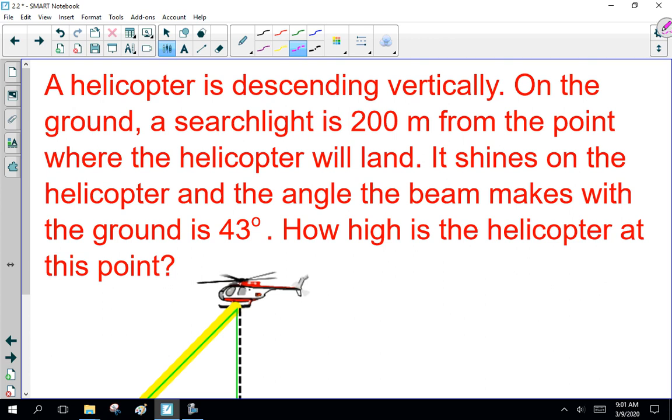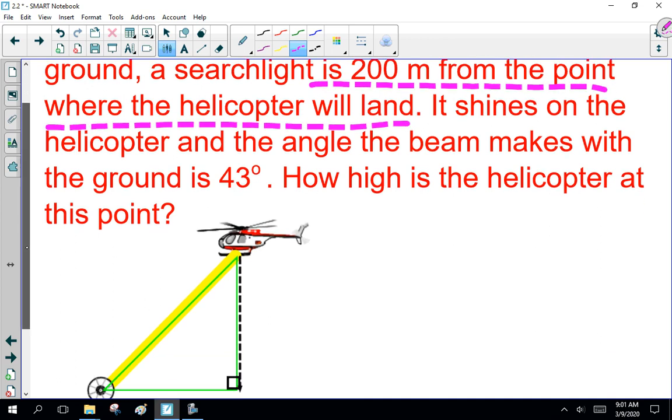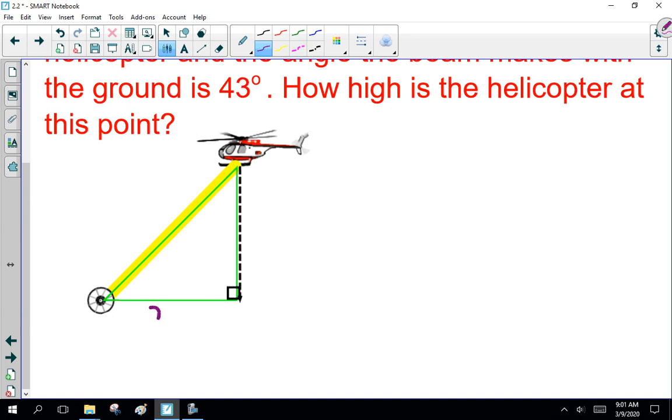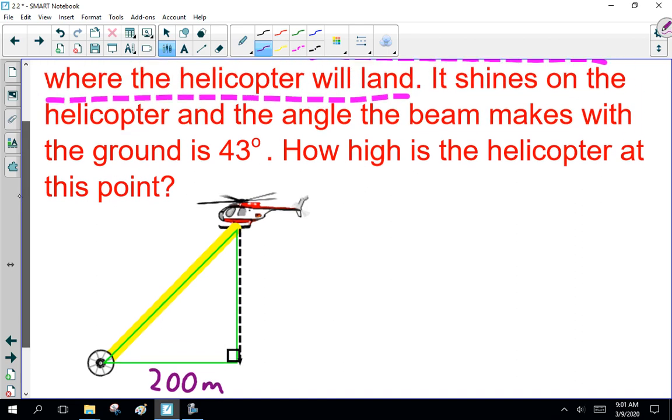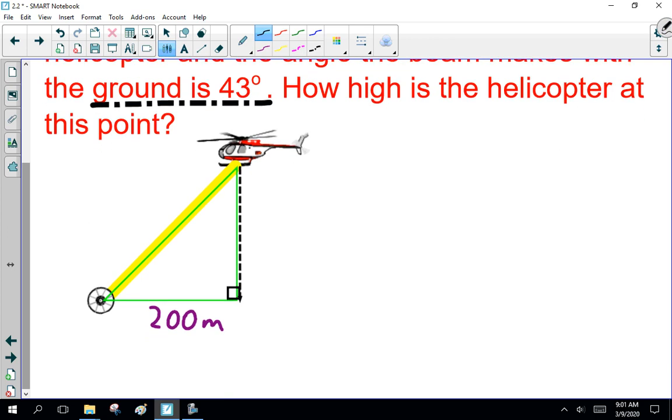Now, helicopter is descending vertically, so it's going straight up and down. Notice there's a picture here. So, important information. Searchlight's 200 meters from the point where the helicopter will land. We're going to draw it down here. This is 200 meters. The other number in here, beam makes with the ground, angle is 43 degrees. How high is the helicopter? We want H. Now it's easy to solve because we put the numbers into the drawing.